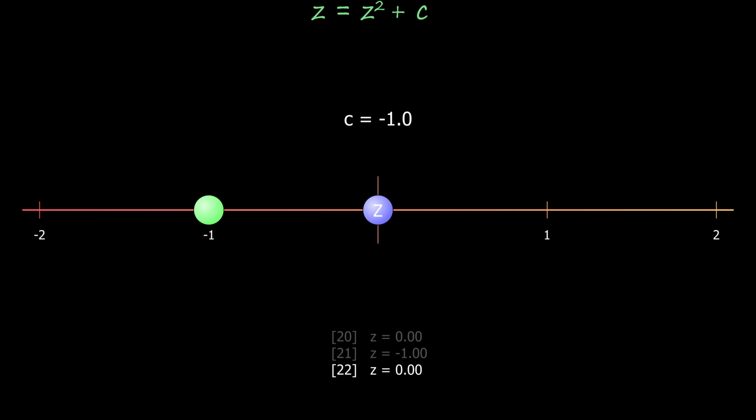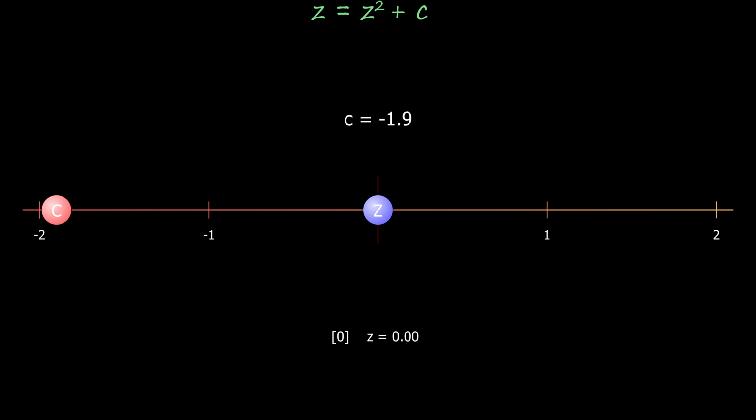When c is a negative number, the complexity of the orbits increases. There is now a tussle between the two terms, z squared taking the ball to the right, and the plus c term taking the ball to the left. It is this interplay between the two terms that creates interesting dynamics for the orbits.